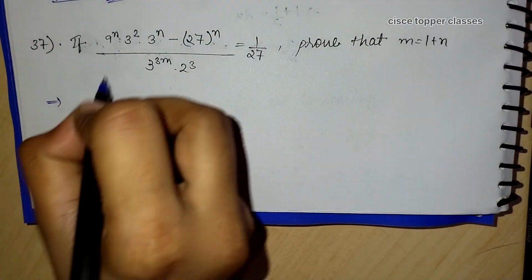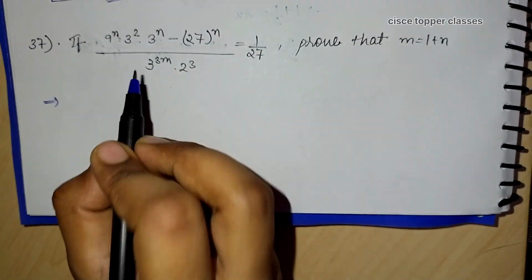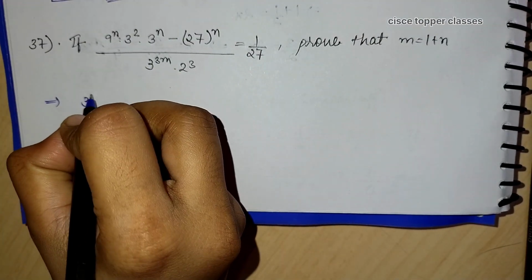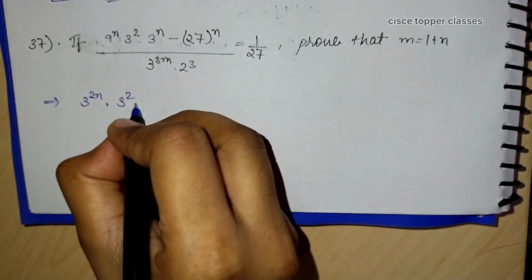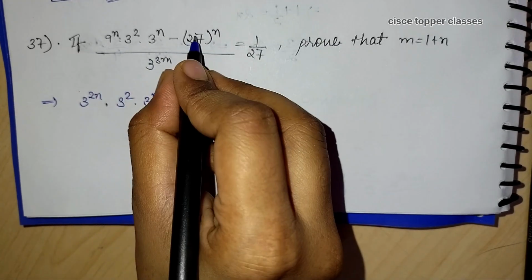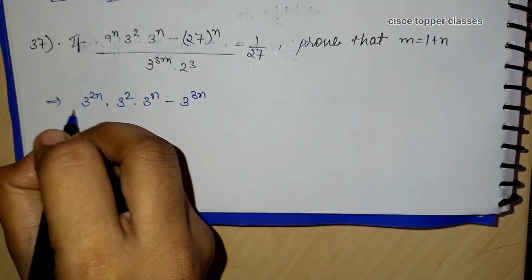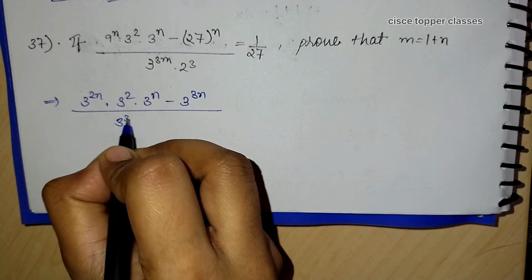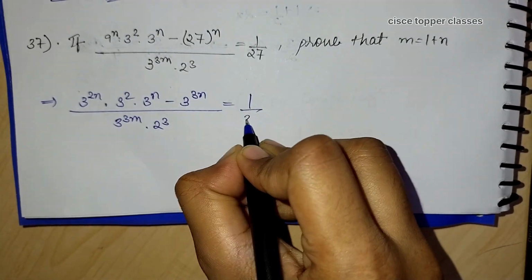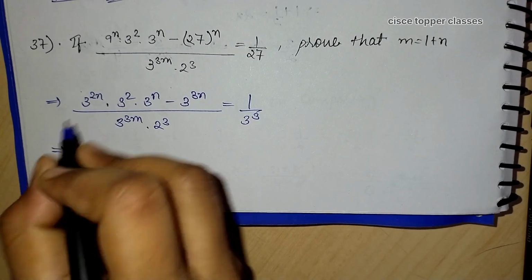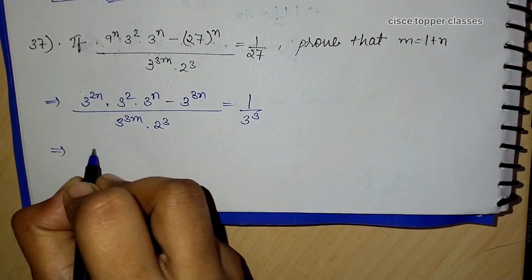So firstly we will write these terms with 3 as the base. Here 3 to the power 2n into 3 to the power 2. We can write this as 3 to the power n minus 3 to the power 3n, we can write 27. So 3 to the power 3n divided by 3 to the power 3m into 2 to the power 3 equal to 1 by 3 to the power 3 only. So simply, firstly we will take 3 to the power 3n as common.